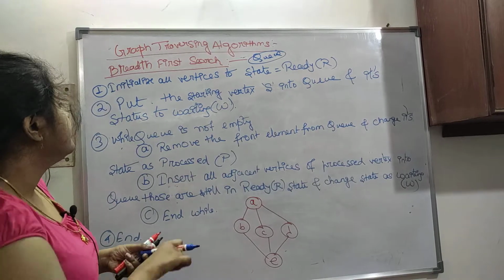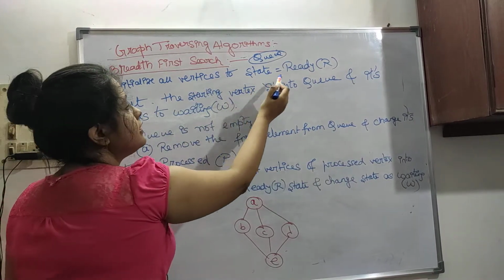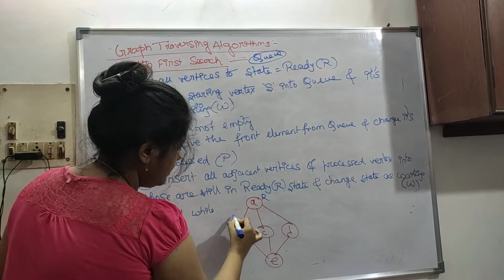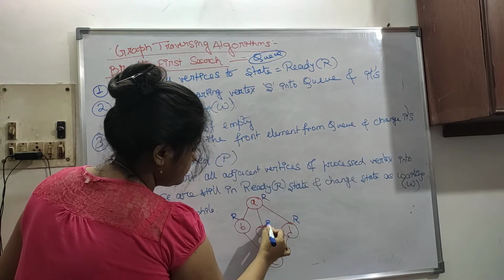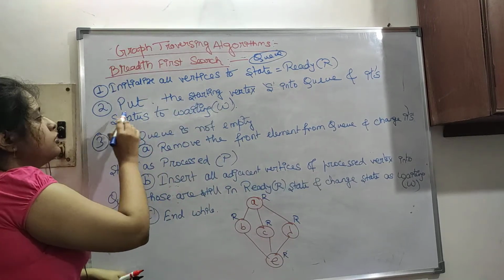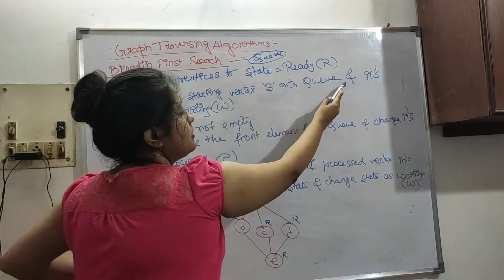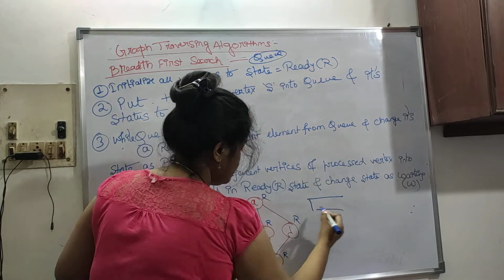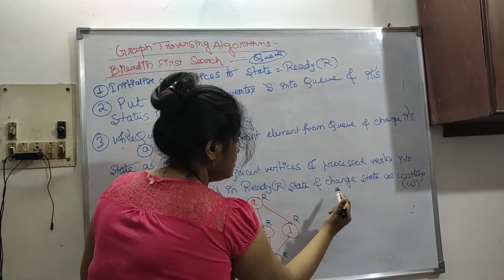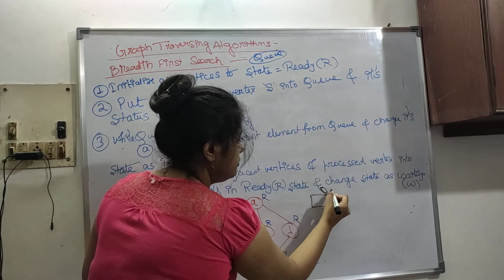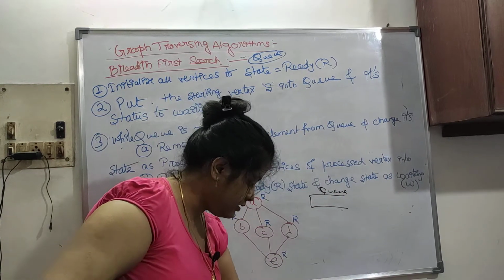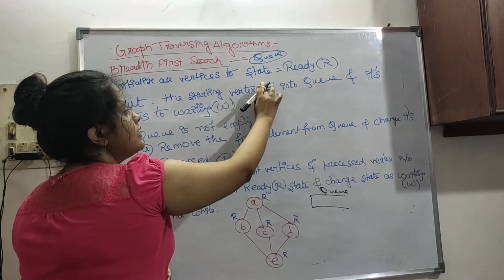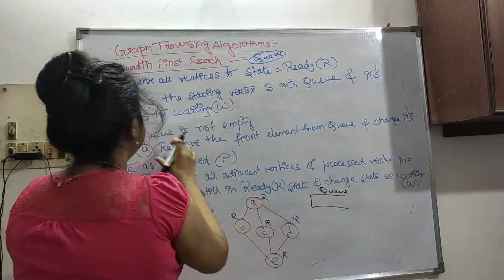So now let's see. Step 1: initialize all vertices to the ready state. Then step 2: put the starting vertex S into the queue and its status to waiting. So this is our queue. Queue data structure is used here. And now what is it saying? Put the starting vertex S into the queue and its status to waiting.